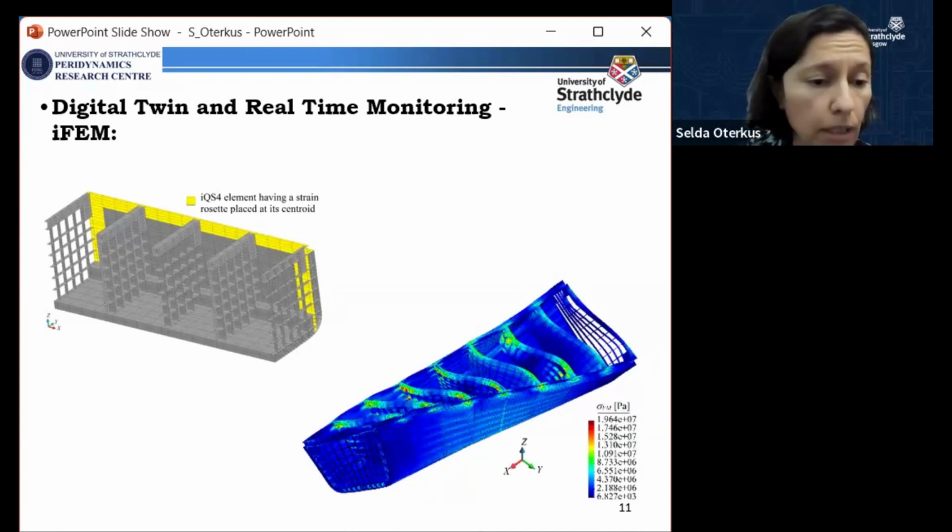So it gives a full understanding of the structure, how it is behaving during the operation process, so that we can take decisions accordingly. For example, maybe we can put an alert system. We can say that certain regions are critical. Maybe we need to go and take an action accordingly.